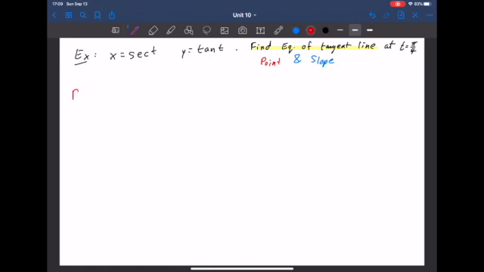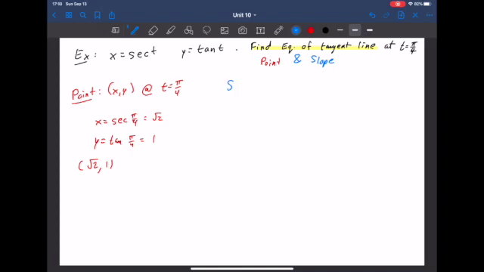So for the point here, just like in the last video, we're going to be using x, y at t equals pi over 4. So this is the easy part. We're just going to have x equals secant of pi over 4, which is root 2, and y equals tan of pi over 4, which is 1. So the point we're using is root 2 comma 1.